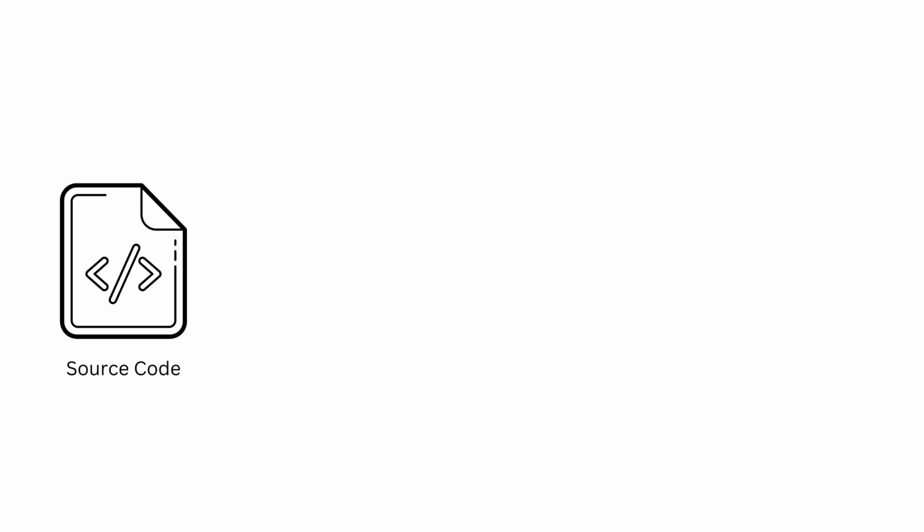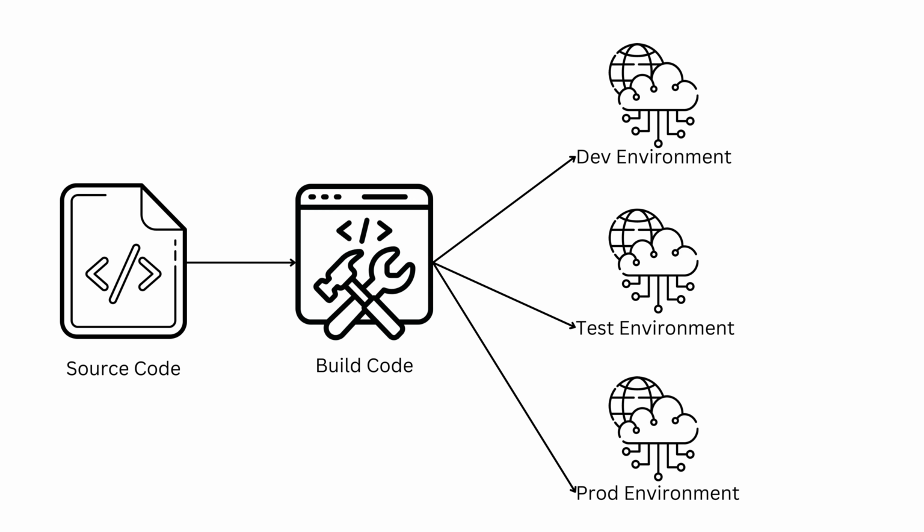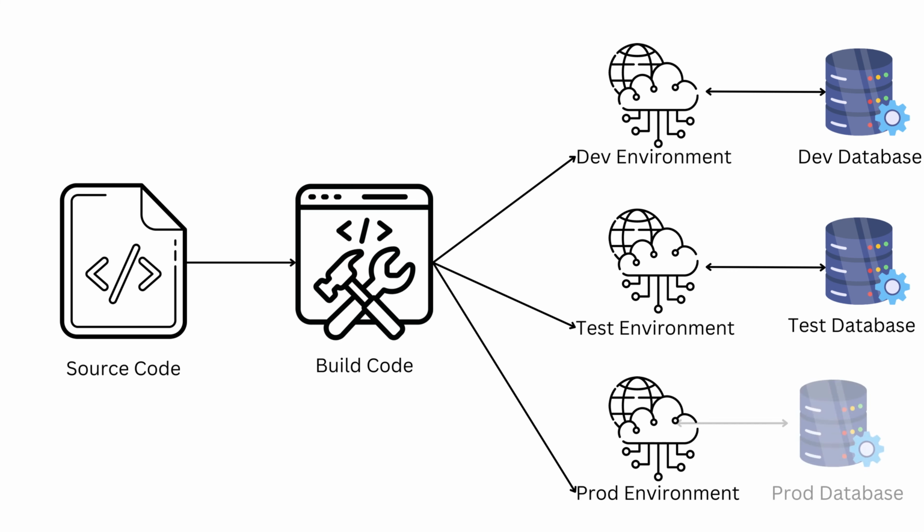We have a source code and you build your source code. When you build your source code, that produces an artifact, and the same artifact can be deployed into multiple environments. Here we have three environments: dev, test, and prod, and each environment will talk to a different database instance. For example, the dev environment talks to the dev database, the test environment talks to the test database, and the production environment talks to the production database. But when you deploy the same artifact in multiple environments, you cannot use the same database connection URL.